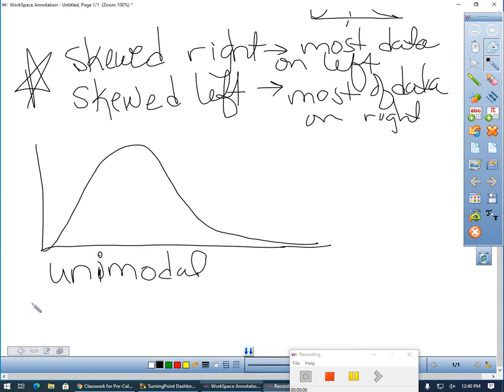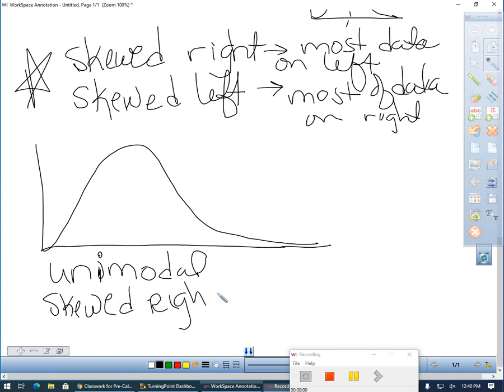There we go. And we would say this is skewed. It's skewed to the right. Most of the data is on the left, so you say skewed right. The reason they do it that way is it's like saying it should be more to the right for it to be legitimate data. So you want to pull it to the right, so skewed right. Okay, does that make sense?